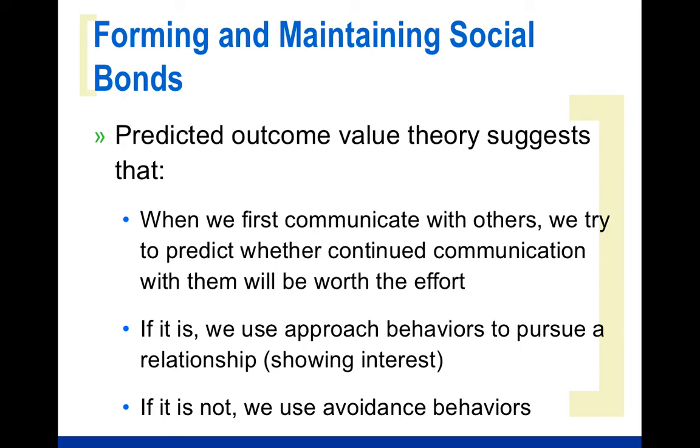We start doing these types of behaviors to show interest, whereas in turn we'll do avoidance behaviors if we pretty much determine I don't want any kind of future interaction with this person. We'll avoid them, we'll say hi less, we'll greet each other less, we'll reduce communication. When we're in conversations with them, we'll try to get out of them sooner rather than later.